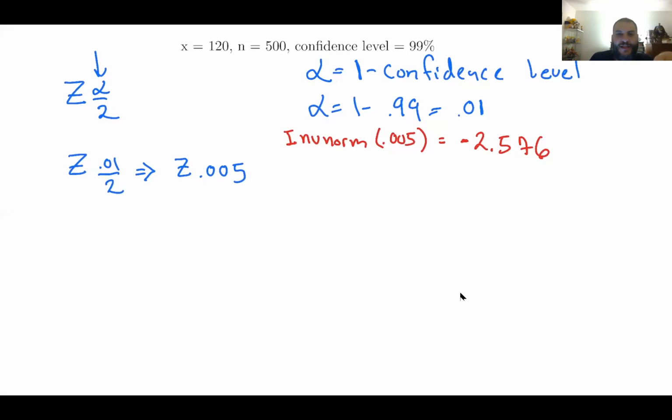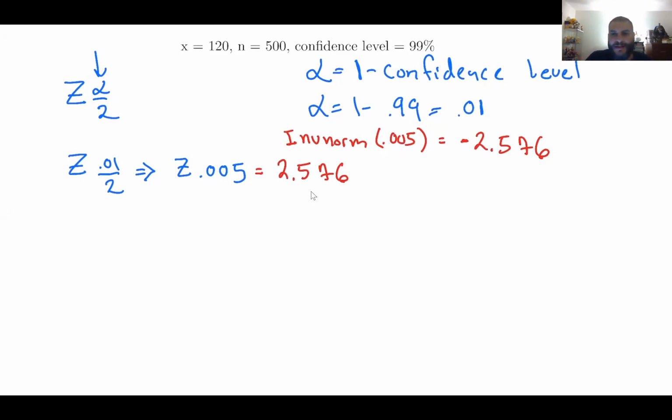All right. So this z value should always be positive. Even though the inverse norm is always going to give you a negative value, for this z value it should always be positive. I'll show you why a little bit later on, but for right now, take my word for it. This z value right here always, always, always will be positive.